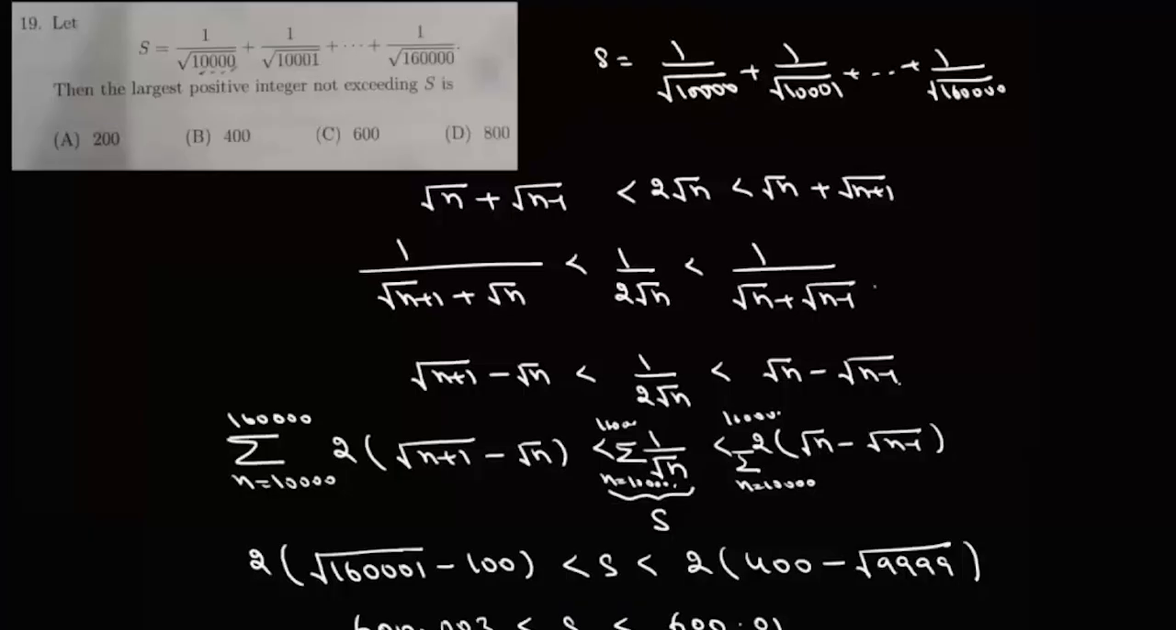Now the question is, we are given this set S, which is 1 upon root 10,000, 1 upon root 10,001, up to 1 upon root 160,000. We need to find the largest positive integer not exceeding S. Basically, it's a very standard question, and it's a method of difference, and we have solved this question previously too. So in such questions, what we do is, we take root 2n and we know that it will be less than root n plus root n plus 1 and will be greater than root n plus root n minus 1. And if we take the reciprocal, the sign will reverse.